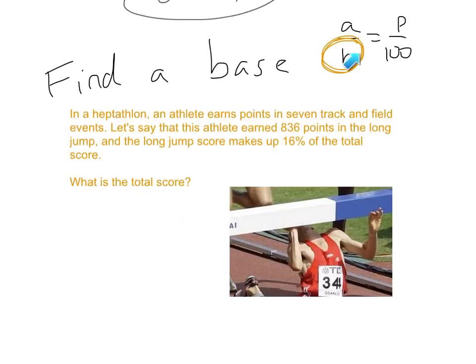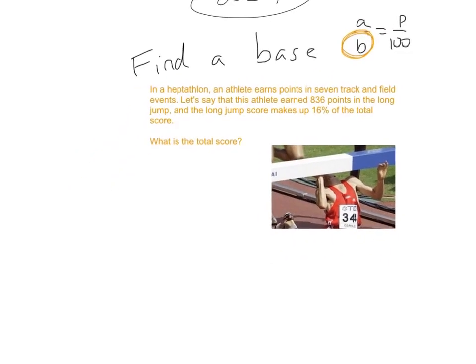Okay, right there. In heptathlon, an athlete earns points in 7 track and field events, hence heptathlon, okay? Let's say that this athlete earned 836 points in the long jump. Maybe he didn't earn anything in the hurdles, I don't know. And the long jump score makes up 16% of the total score. So what is the total score? Well, how can we figure that out?